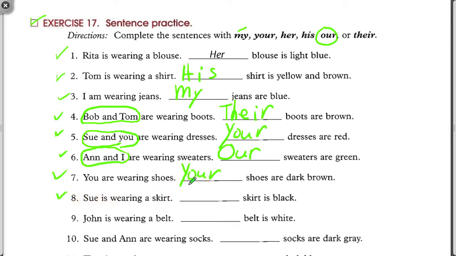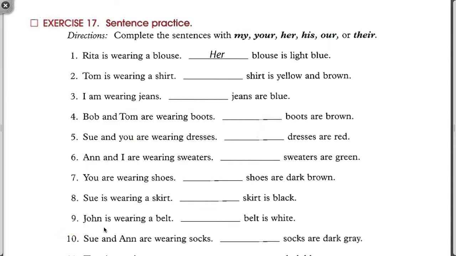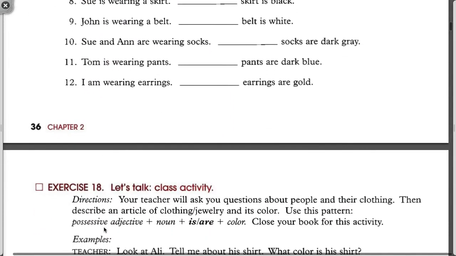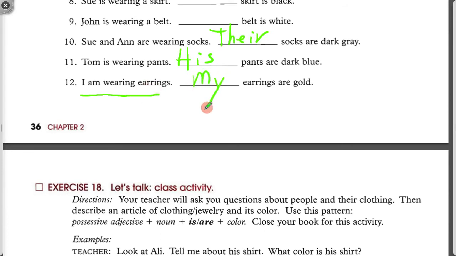Sue is wearing a shirt. Her shirt is black. John is wearing a belt. His belt is white. And number 10, Sue and Ann are wearing socks. Their socks are dark gray. Tom is wearing pants. His pants are dark blue. I am wearing earrings. My earrings are gold.